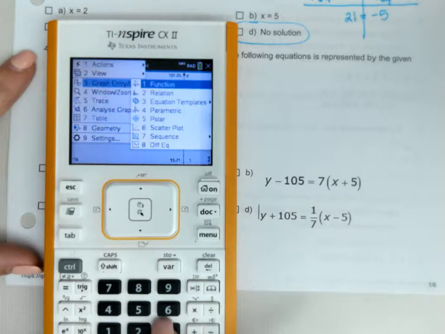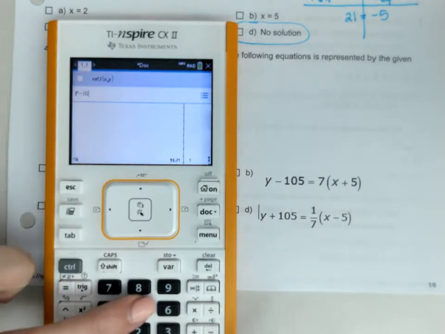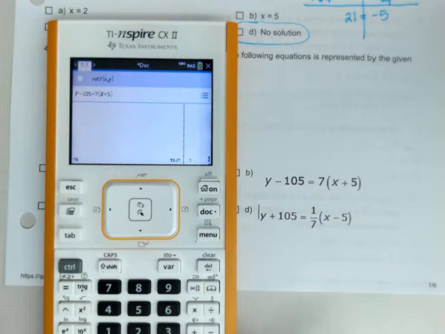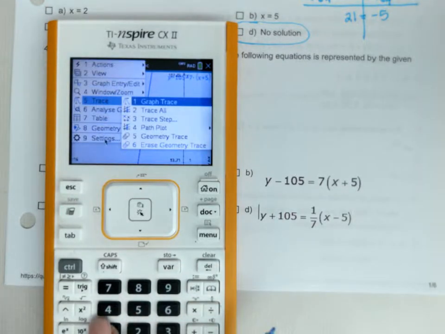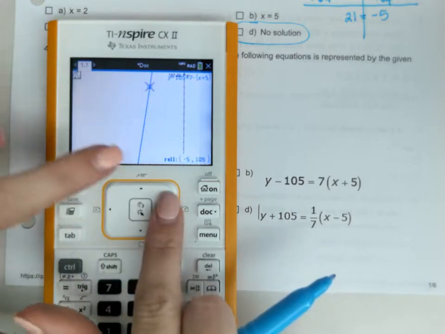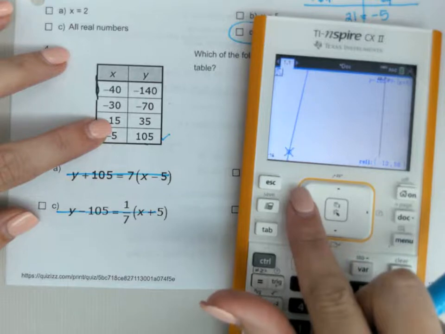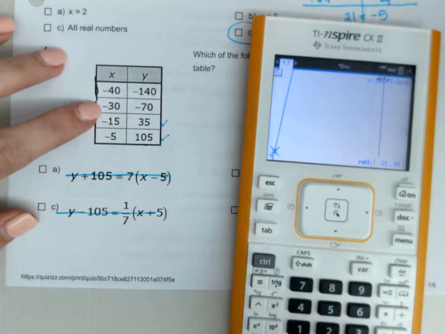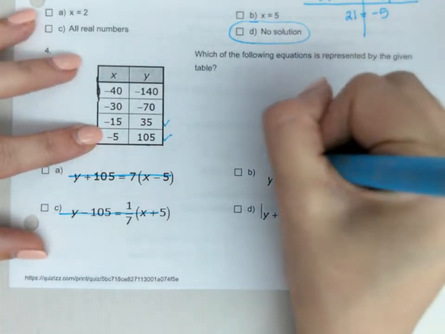Menu, graph entry, edit, relation: y minus 105 equals 7 parentheses x plus 5. So menu, we're going to trace it, graph trace. At negative 5, we're at 105, good. At negative 15, we're at 35, good. If you have 2 points, you know that all the other ones are going to be correct. So this is your answer.